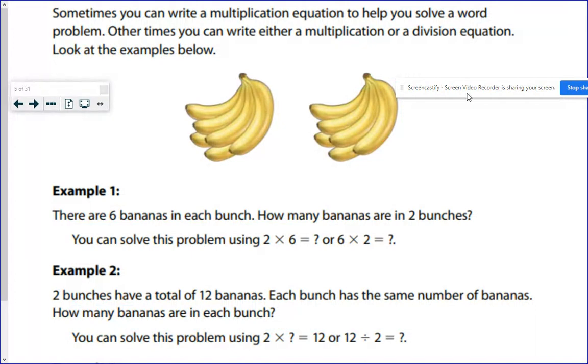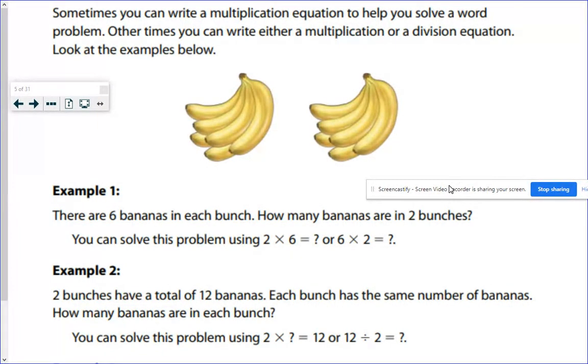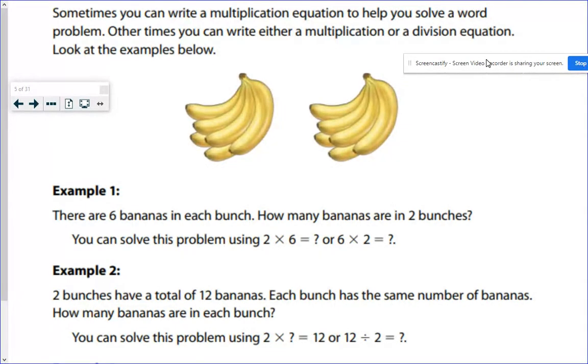So sometimes we can write a multiplication equation to help us solve a word problem. Other times we can write either a multiplication or a division equation. So let's look at these examples using these pictures. There are 6 bananas in each bunch. How many bananas are in 2 bunches? We could solve that problem using this number sentence: 2 times 6 equals what? Or 6 times 2 equals what? So if we go back and look at the word problem, we have the number 6 and we have the number 2: how many is in each group and the number of groups.